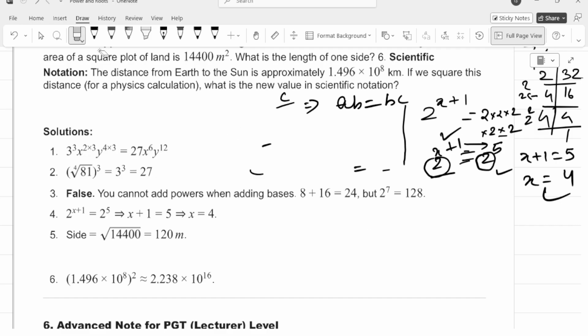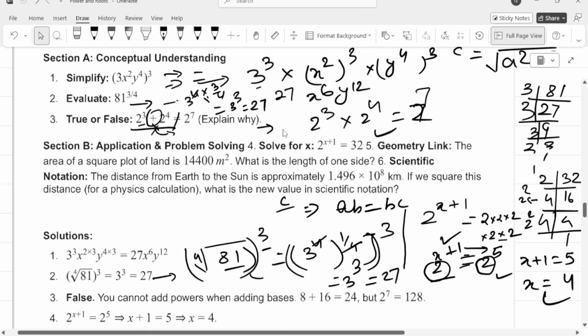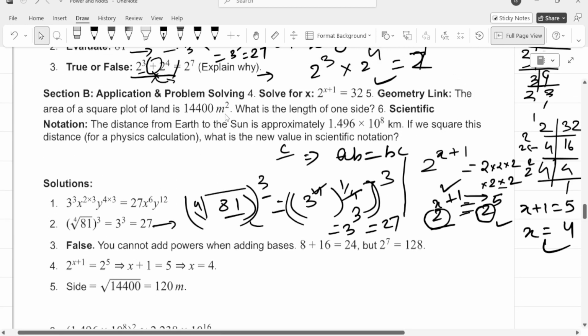Now the next question is, how to solve this. We have 81 to the power 3/4. I already told you 81. If you factorize, 3 to the power 4 comes, then 1 by 4, and the complete power is 3. Here when you open the factor it is 3, and 3 to the power 3 is equal to 27. Okay, I explained you. Here's the question, sorry.